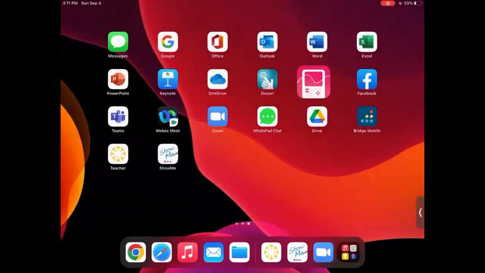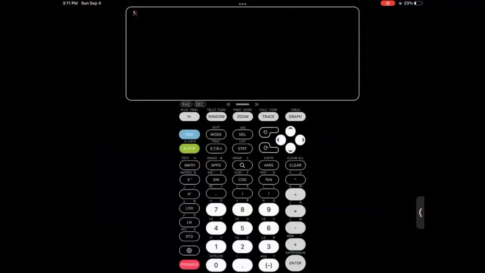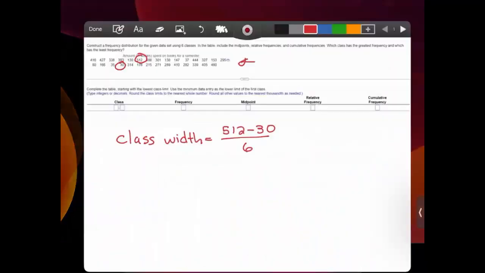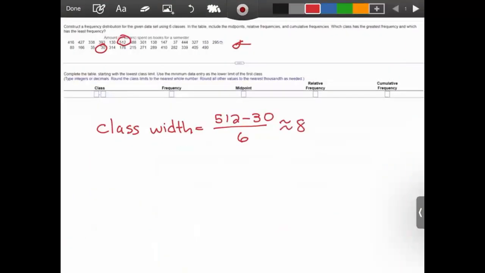Let's take out a calculator. 512 minus 30, I'll hit enter. I get 482, divide that answer by 6, and I get 80.333, etc. Okay, so this gives me 80.33. And again, I want to round it up. No matter what I get, I'm going to round this number up. And that would give me a class width. So my class width is actually 81.